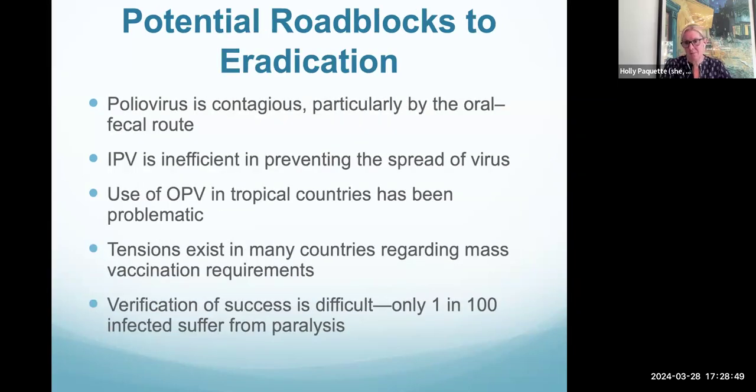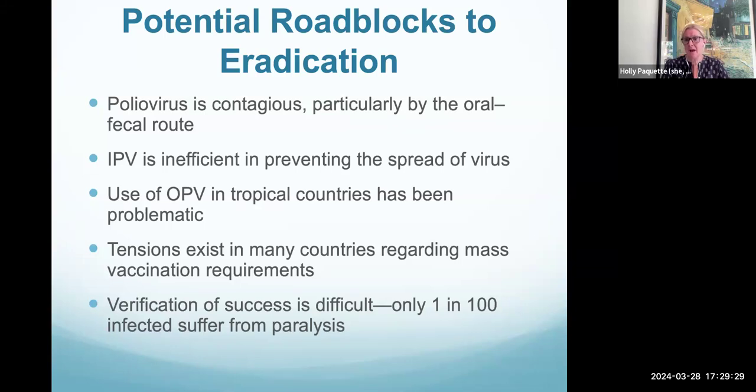But we didn't reach that, and I'll talk about some of the reasons why. So there are some obstacles that we've run into with eradication. The first is that it's very contagious, right? It spreads in that oral to fecal route very easily. In addition, people are often asymptomatic when they're spreading it, so that makes it difficult. The inactivated poliovirus is not very efficient in stopping the spread of the virus. It can prevent the person from getting it, but it's not great at stopping them from spreading the virus.